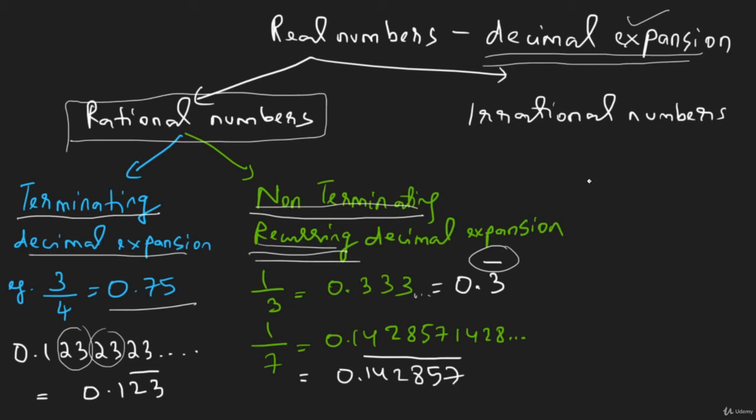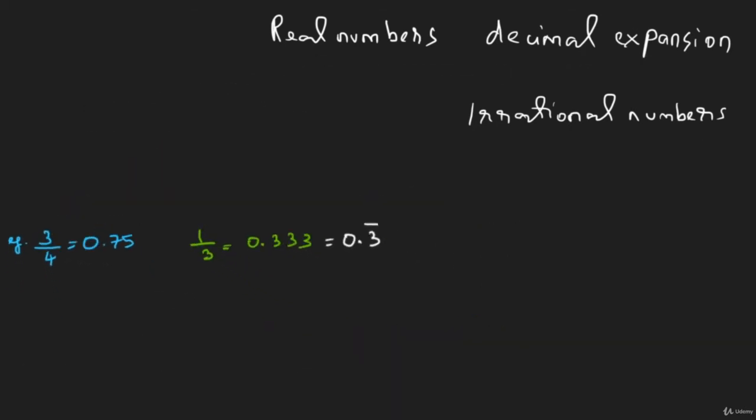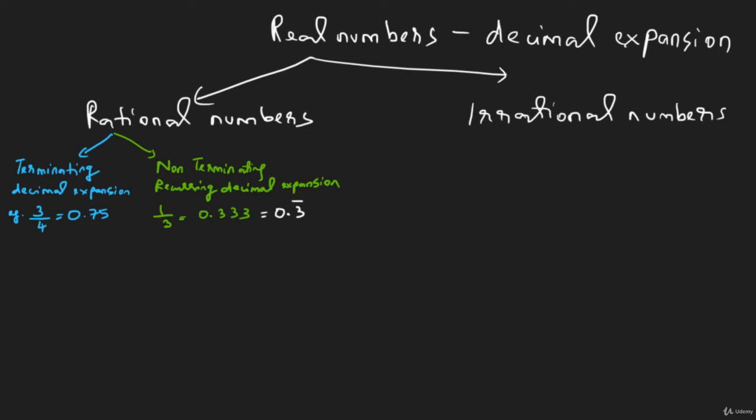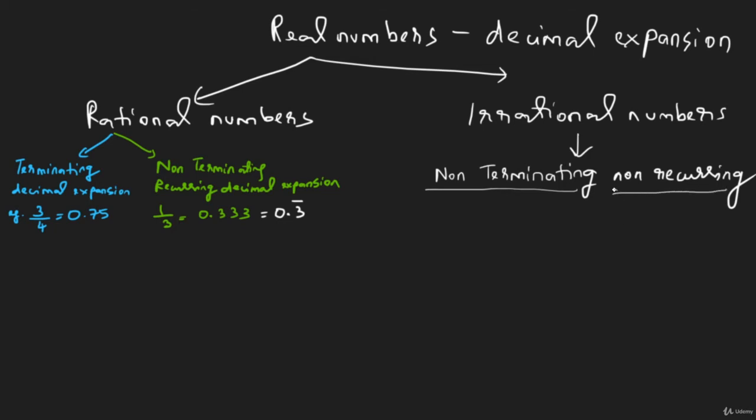Now let's analyze what happens in the case of an irrational number. In the case of an irrational number, the decimal expansion will be non-terminating and non-recurring. It will be non-terminating, that means it will never end, and it will not have any recurring part. Let's take an example. 0.01, 0011, 000111, etc. We can see that there is no set of digits in the decimal places that gets repeated again and again. So this is an example of an irrational number.